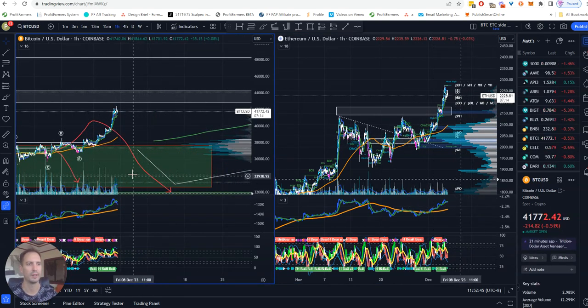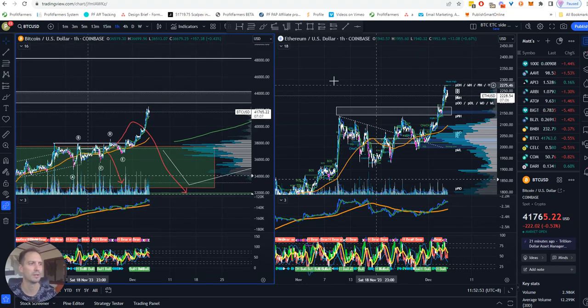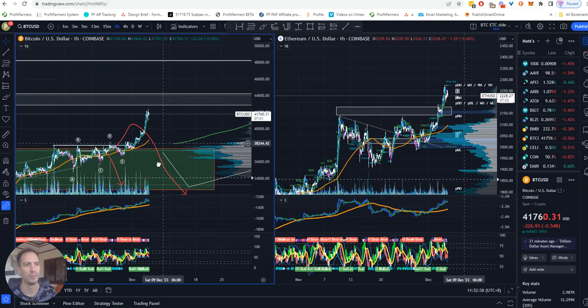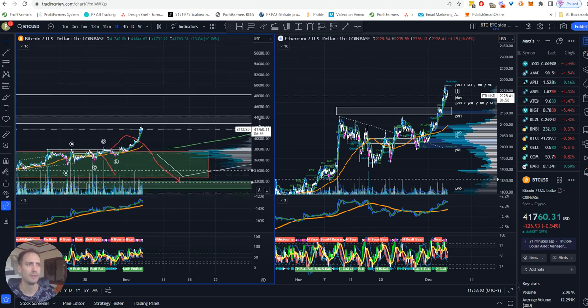Will we have a pullback to sweep out everybody that's FOMOing in here? Remains to be seen, but as it stands from an Elliott wave perspective, this move up looks like it's not complete. It may well continue to 50k, possibly even higher. Is Bitcoin going to hit 100k plus on this run as we get into 2024? That's a big question, right? And at the moment, there are good arguments to say that it will, particularly as the dollar is struggling, and usually when the dollar struggles, crypto gets on a bit of a run.